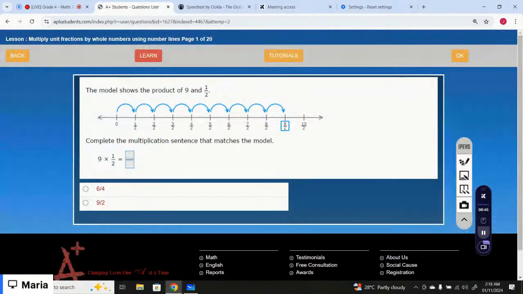The model shows the product of 9 and 1 by 2. Complete the multiplication sentence that match the model. So you have to count forward by 1 by 2. And how many times you have to do? You have to do 9 times, right? Count forward 9 times, right? So you end up here. That is 9 over 2. The correct option is 9 by 2.